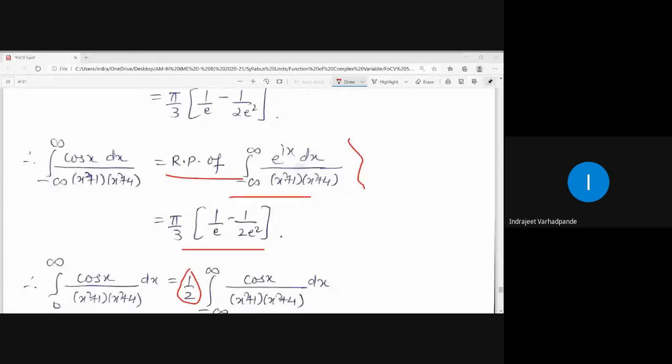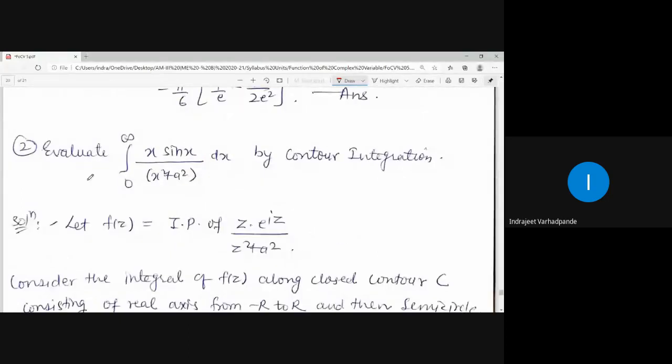बोलिए बेटा, सब ठीक है? Is this clear? Okay. Yes, sir. Next, the last example.